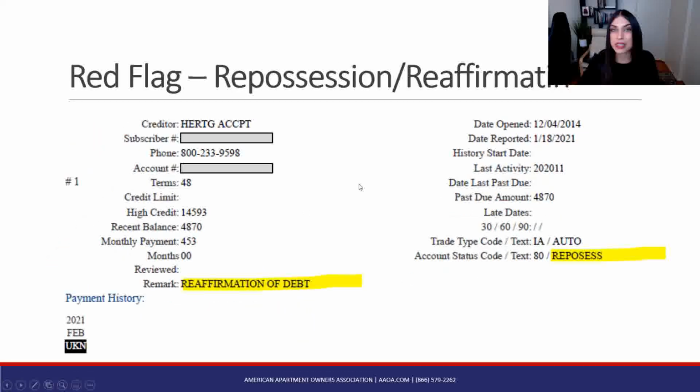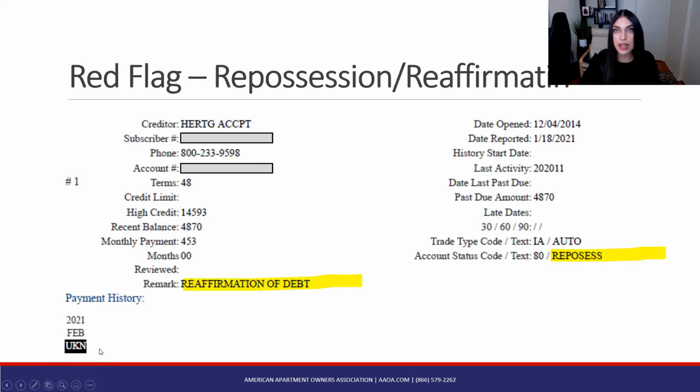All right, what does a repossession or reaffirmation of debt look like? It's going to basically show you, again in the remark, it'll also show you the account status and the type here, which is auto right above. That really is just showing you an auto repossession. It shows you how much they were supposed to be paying per month but didn't pay. And if you see here, the payment history shows UKN, or unknown. That happens very commonly when there is a repossession, where it sort of just wipes out all of the payment history before that. That is just a credit bureau policy.